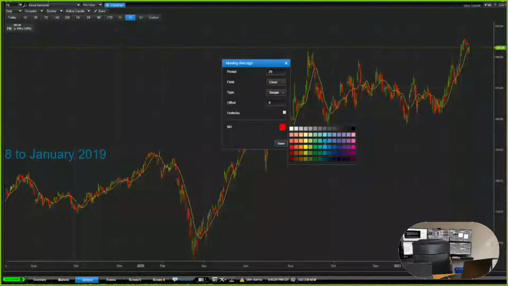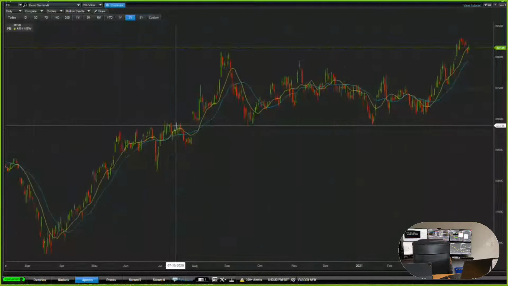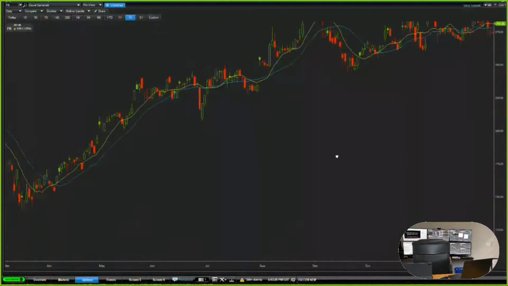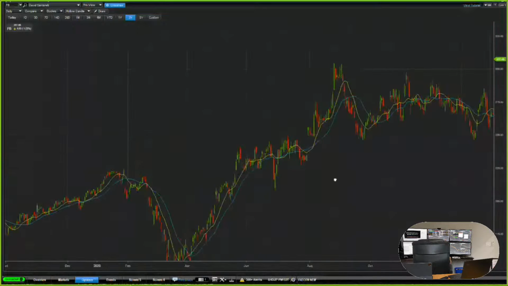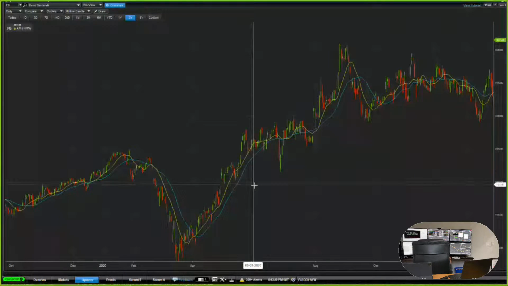So there's that 10, 20. So here you go again. Here was that big breakout you wanted to take advantage of, right? That big breakout right here. Here it is. Let's put on our MACD now.